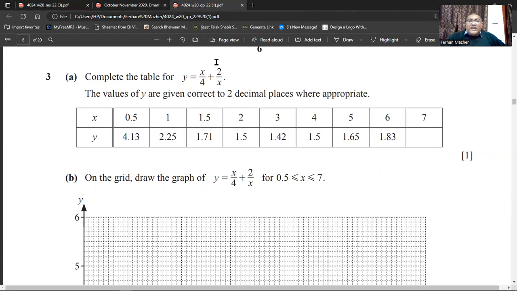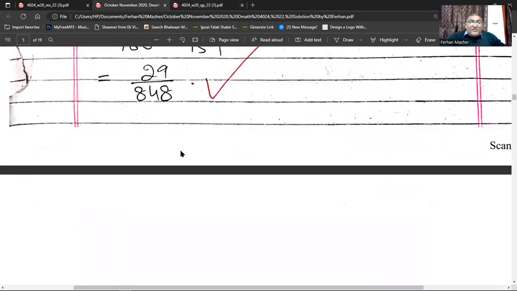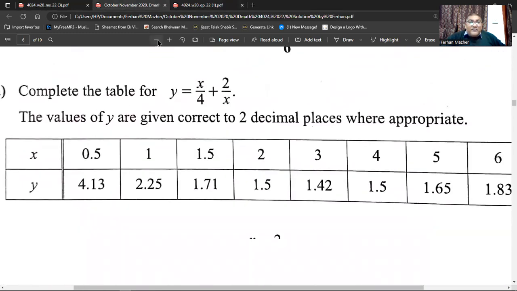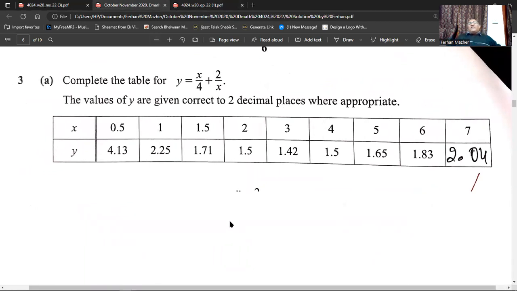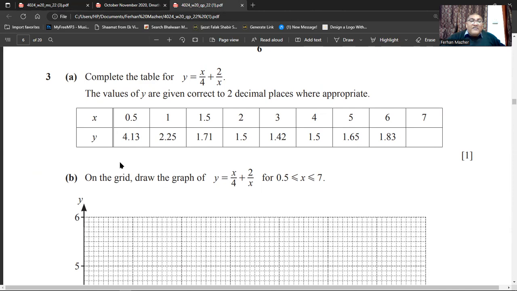So I will use this equation, and in the place of x, I will substitute 7. In my calculator, I will write 7 divided by 4 plus 2 divided by 7 equals. When you do this calculation, the answer you will get is 2.04. So the y value will be 2.04, and you will write this value here. So this is question number 3A, first part.